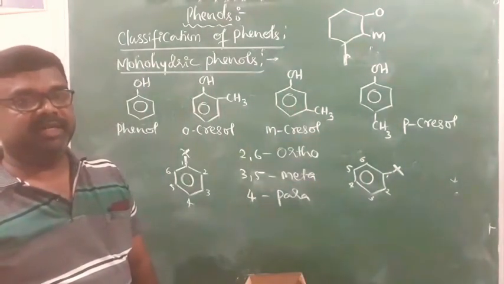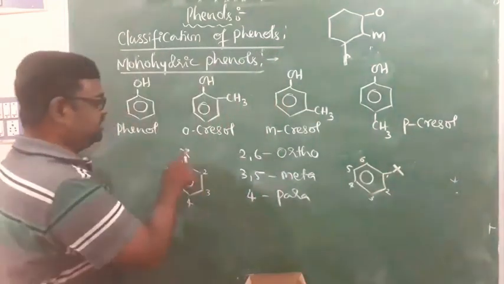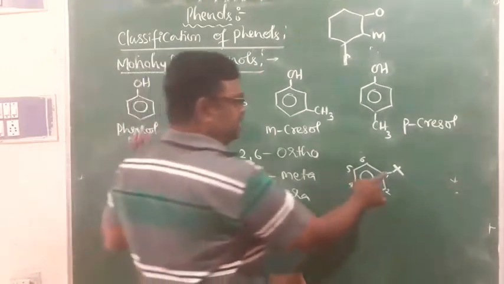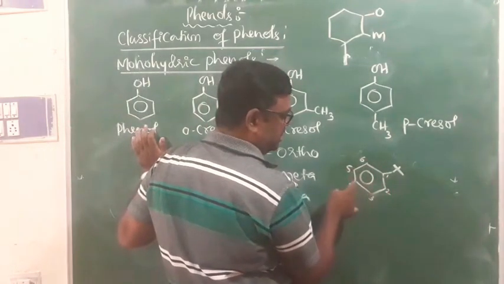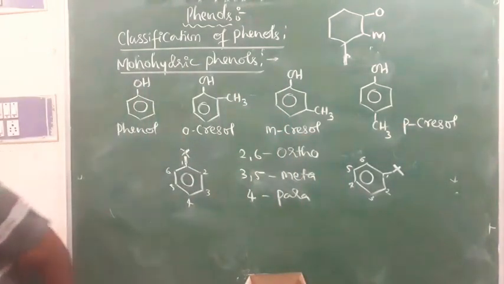Ortho, meta, para positions will be decided on the basis of the substituents already present in the benzene ring. If X is here, these two are ortho, these two are meta, and this will be para. If the substituent is here, these two are ortho, these two are meta, and it will be para. So this is what we call the ortho, meta, and para positions.